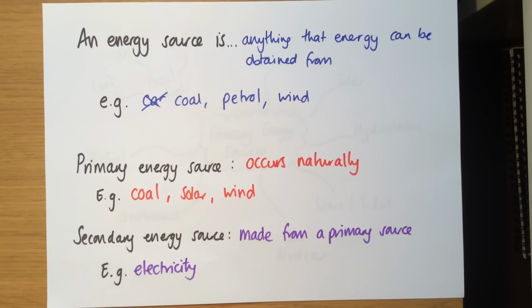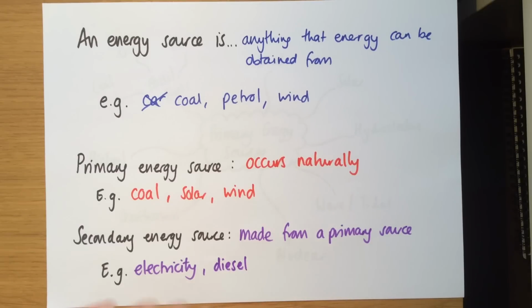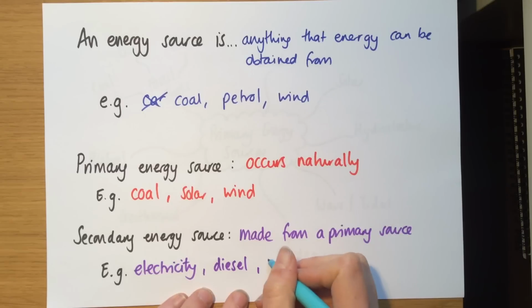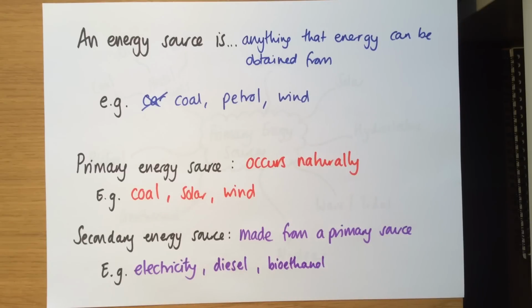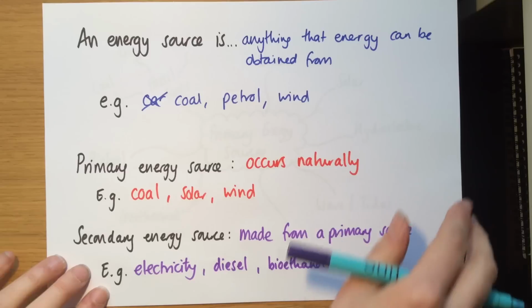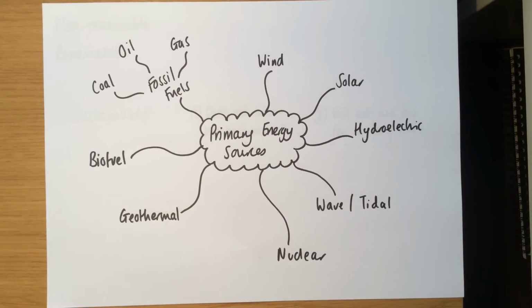There's other examples, such as diesel and petrol, because they don't just appear like they are in the earth. You have to refine oil to make them. Or things like bioethanol, which you might make from sugarcane. So there are other examples, but the big one you need to know about is electricity. But anything that is made from a primary source that needs a bit of tampering for it to work is a secondary energy source. Now we're going to focus back onto primary energy sources here and look at some examples.